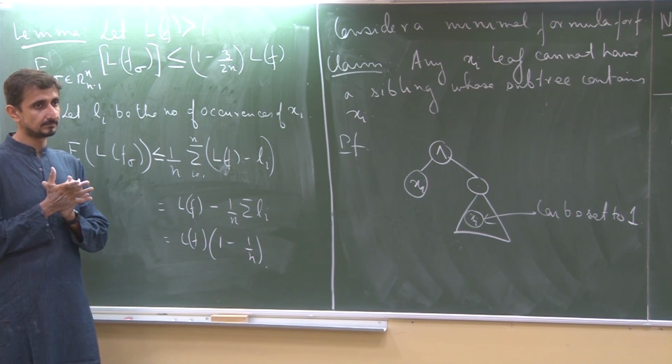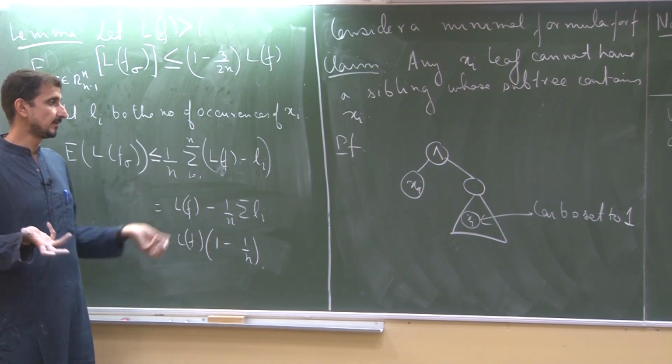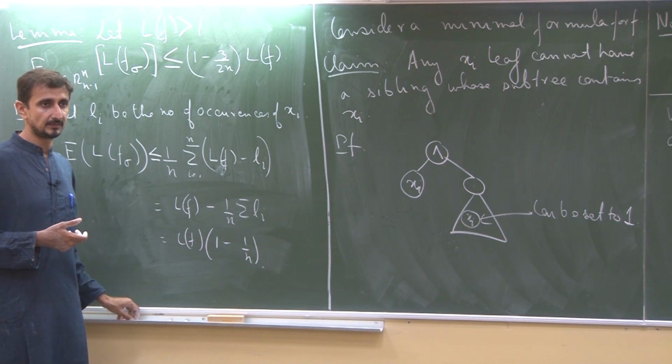Yeah, exactly. Instead of AND, if you have an OR, then you just set xi to 0 in the subtree.